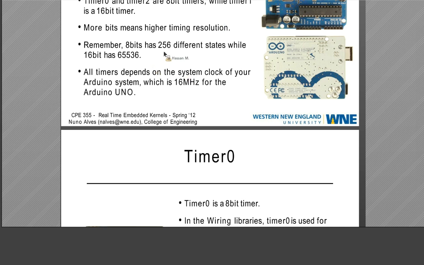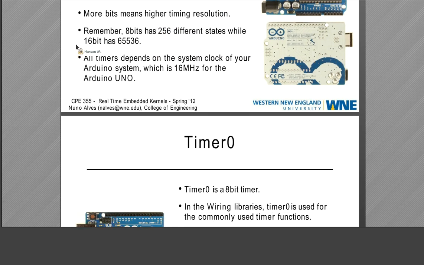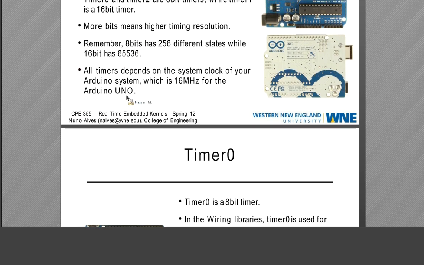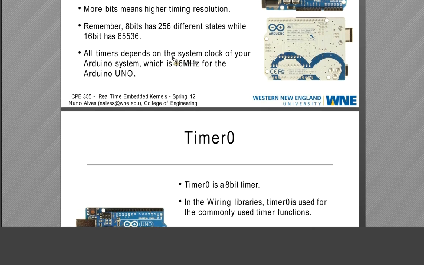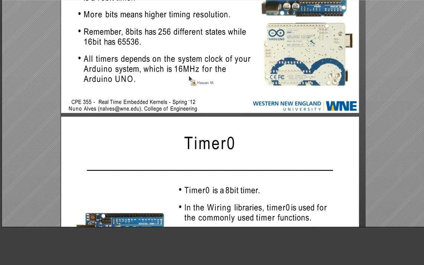Okay, a bigger timer for bigger times, longer times. 8-bit timer has from 0 to 255. That is overall 256 different items, and a 16-bit timer can support to 64 kilo items. Okay. And in Arduino, this is 16 megahertz.